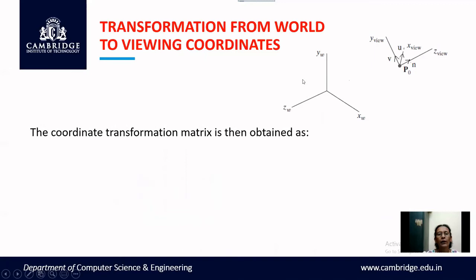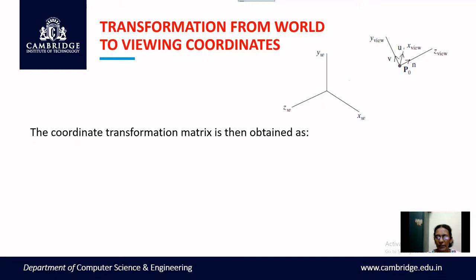Now we get the coordinate transformation matrix. This would be the concatenation of the two transformations that we have done. First, we have done the translation and then the rotation. To get the composite transformation matrix, we will multiply.